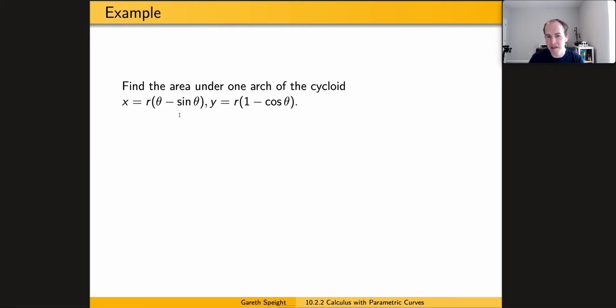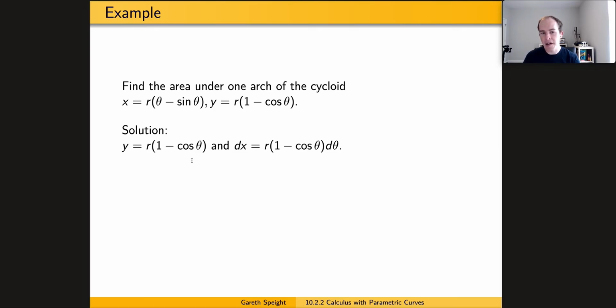x equals r times theta minus sine theta, y equals r times 1 minus cosine theta. And this comes from a curve which is rotating across the x-axis. So here, one arch corresponds to theta running between 0 and 2 pi. So we use our formula, y is equal to r times 1 minus cosine theta. Remember, we're trying to integrate y dx. So dx here becomes r times 1 minus cosine theta d theta.